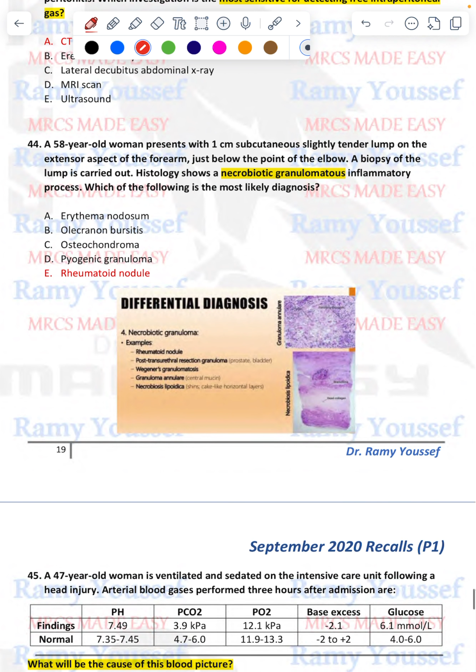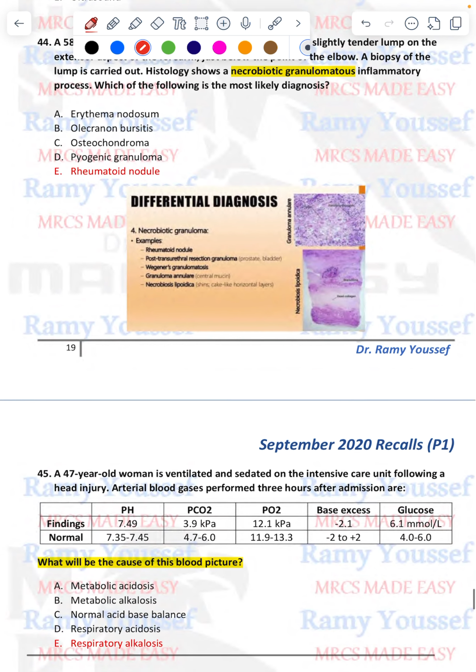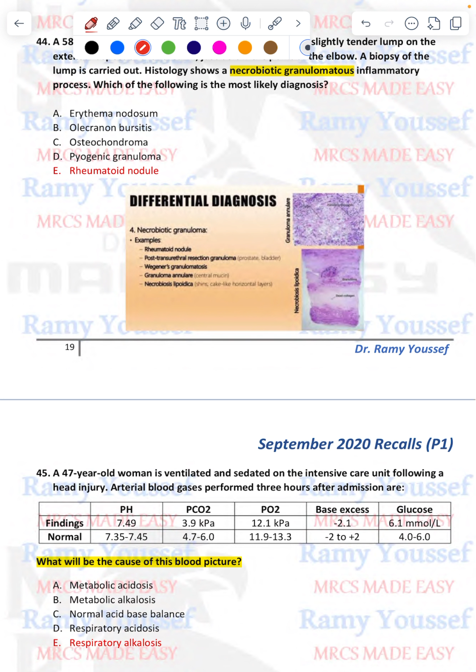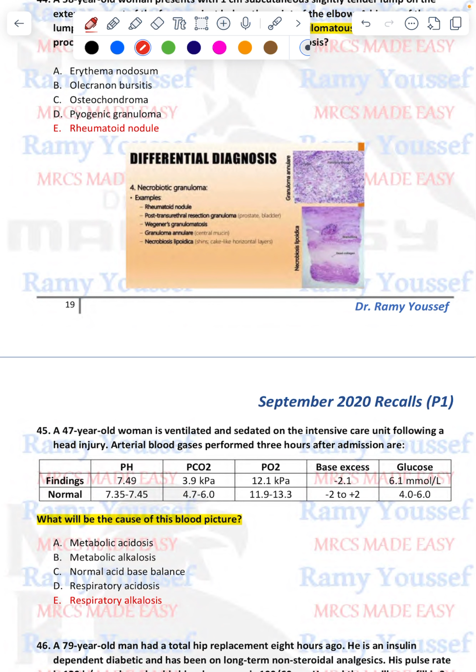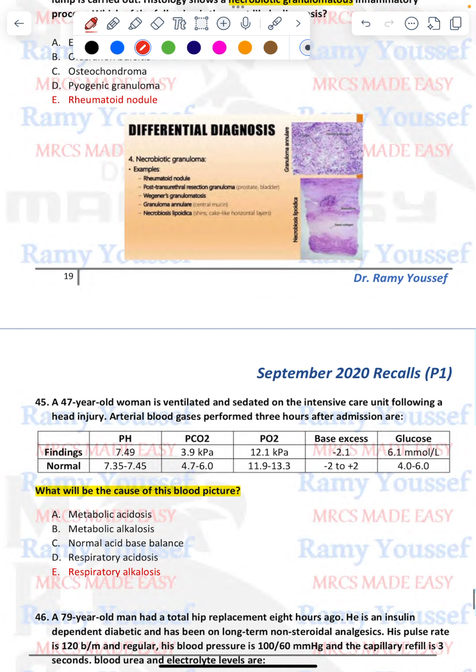So there is alkalosis and CO2 is being washed out. Because of ventilation, CO2 is washed out. Respiratory alkalosis, basically because of hyperventilation in the ICU. Bases are coming down to compensate for it.